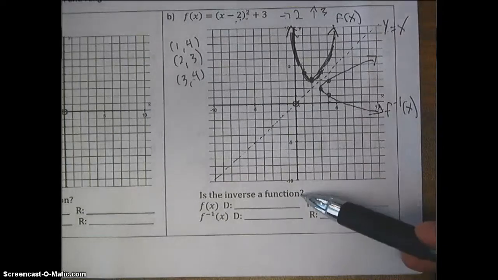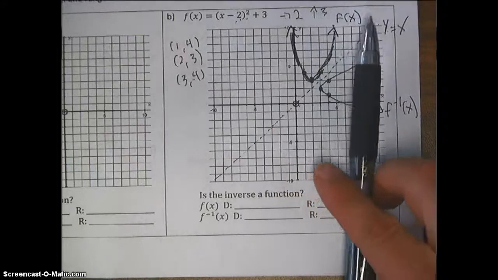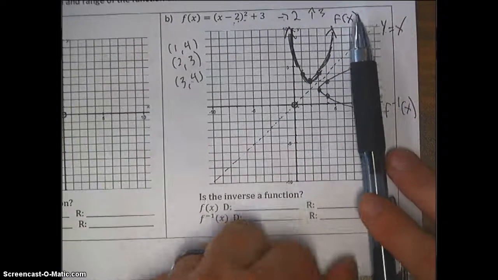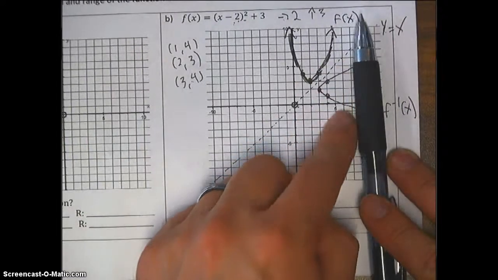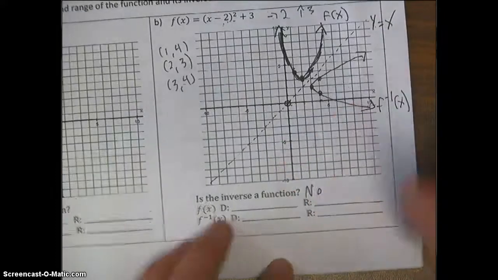And there's a simple question here. Is the inverse a function? Does it pass the vertical line test? No. Right there, I'm touching 2 points. One right there, one right there. So this is not a function. The inverse is not a function.